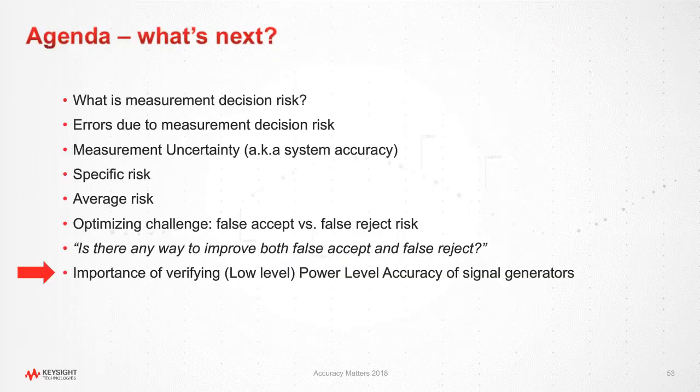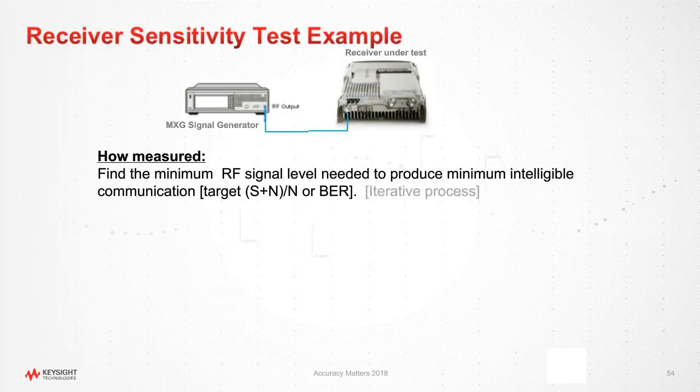And I have just a moment here before I finish, but I'd like to show you one last example of verifying the low-level power accuracy. Here is a cell phone repeater radio receiver transmitter. When you go to measure receiver sensitivity, what you have to do is find the minimum RF level signal, with appropriate modulation, that produces a target signal-to-noise ratio, or nowadays a bit error ratio.